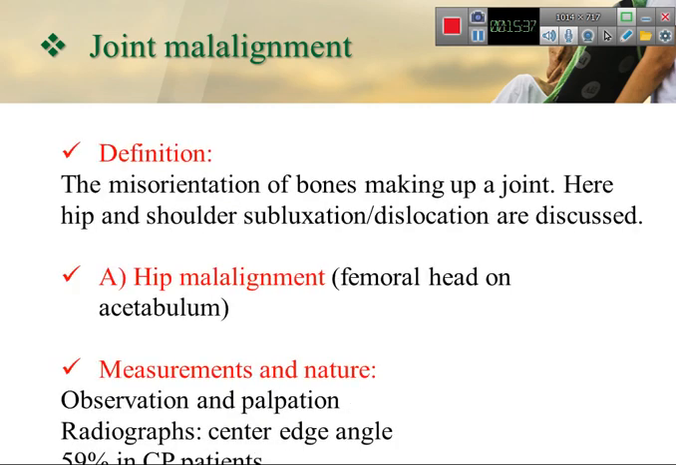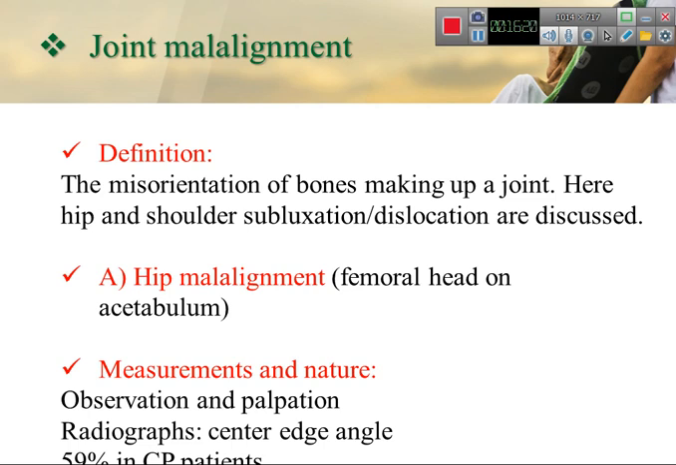The next problem is joint malalignment. What is joint malalignment? It is the misorientation of the bones making up a joint. Here we discuss subluxation and dislocation of the shoulder and hip joint, because these joints are important in biomechanics and are more commonly affected than other joints.